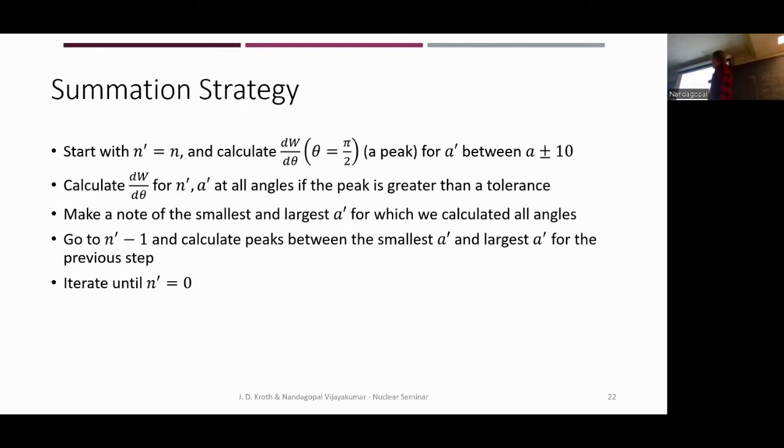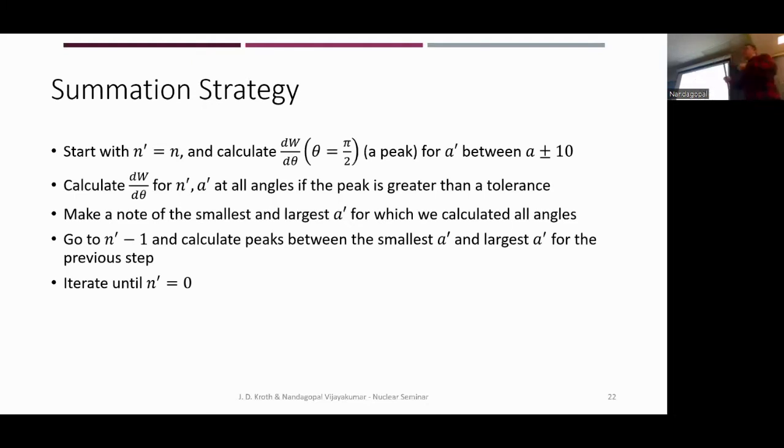Now, if these peaks that we calculate are greater than some tolerance, then we calculate the angular distribution for that term at all angles, add it to our sum, and keep going. Now we're going to make a note of the smallest a prime that we did that for, and the largest a prime that we did that for.